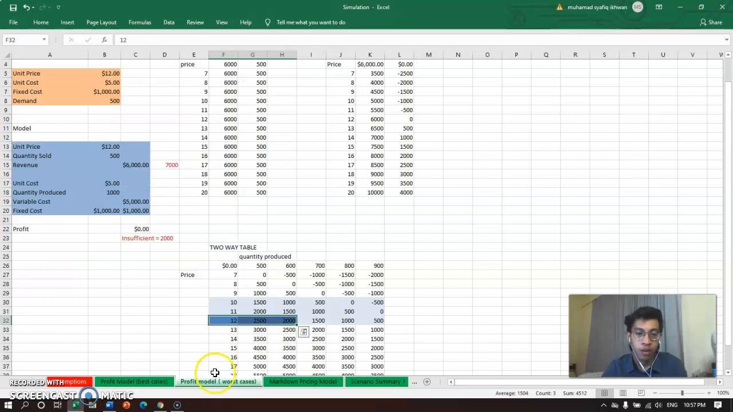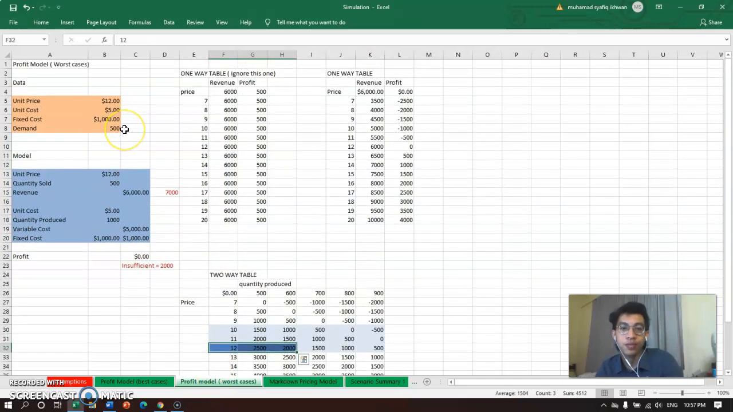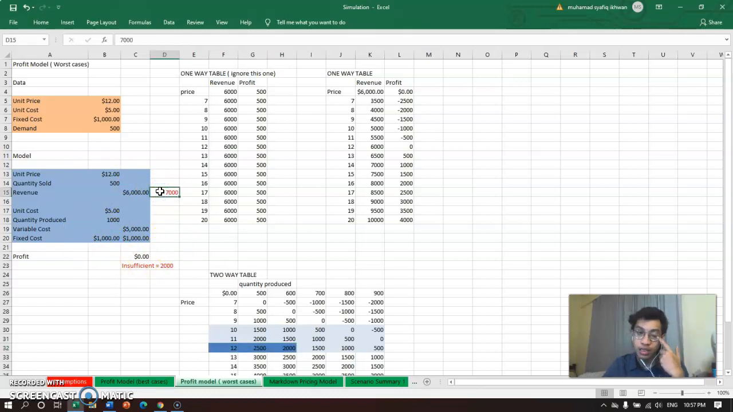Next, we have the profit model for my worst cases. So this is my calculation. It is the same as my profit model for best cases, but this is for worst cases. So I'm assuming that for my worst cases, I will get at least total revenue of 7,000 ringgit and total profit of 2,000 ringgit. Instead, I get only 6,000 ringgit and 0 profits.